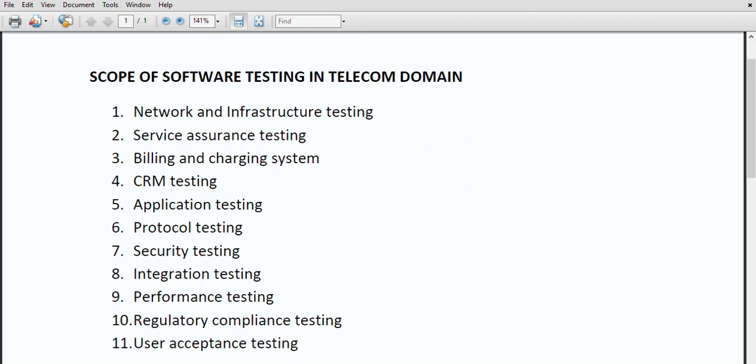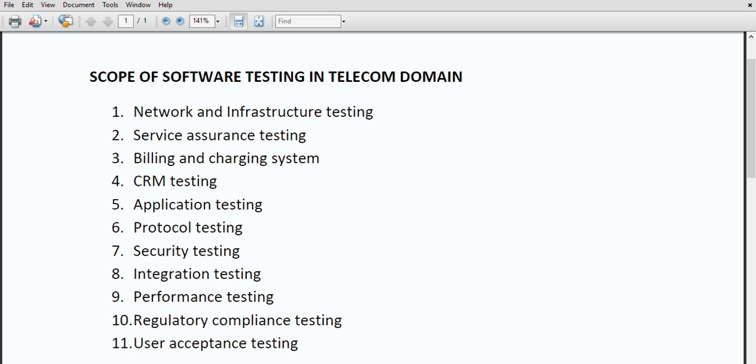Hello all. In today's video, we are going to discuss the scope of software testing in the telecom domain. Software testing in the telecom domain is crucial due to the complexity and critical nature of telecom systems. So we can say in the telecom domain, there is a broad scope of software testing.